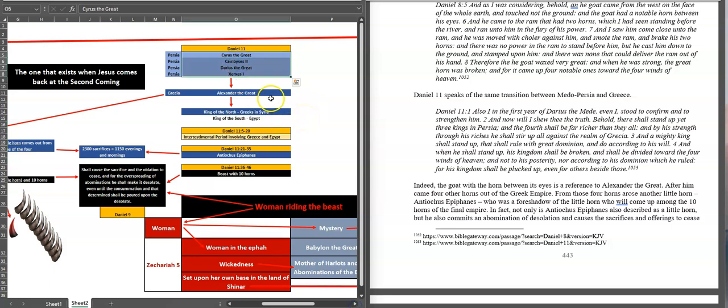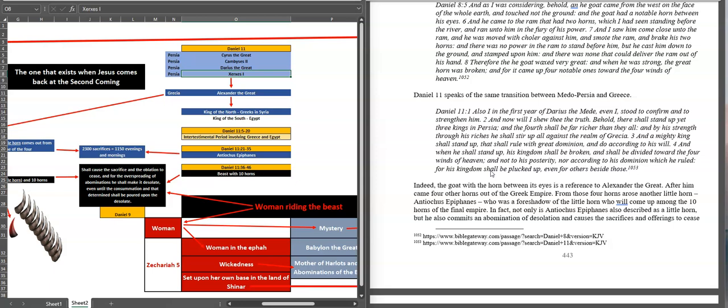There shall stand up yet 3 kings in Persia after Cyrus the Great, because you're talking about the Medo-Persians. It was Cyrus the Persian and Darius the Mede. So he's talking about the first year of Darius the Mede, which is the first year of the Medo-Persian Empire, Cyrus the Great being the first. So after him, there will stand up yet 3 kings in Persia. "The 4th shall be far richer than they all," and that's Xerxes the first.